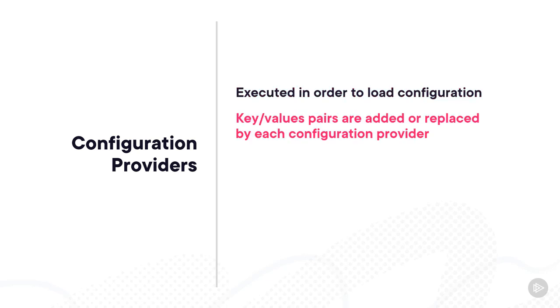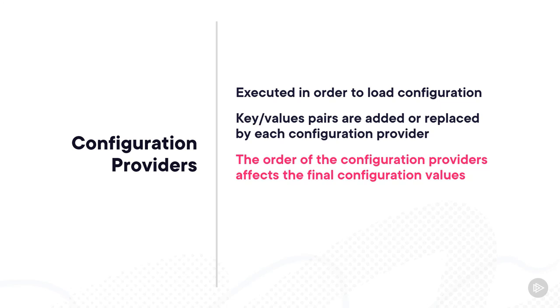Each configuration provider is executed in order, which applies its values to the final configuration. Configuration key value pairs may be added or replaced by each configuration provider. Therefore, the order in which the configuration providers are called is significant. More specific configuration overrides should be loaded after more general default configuration entries.